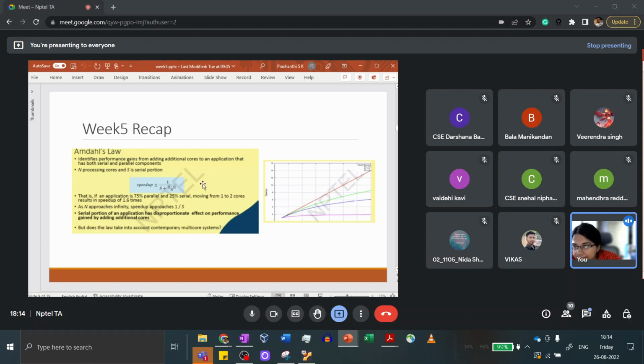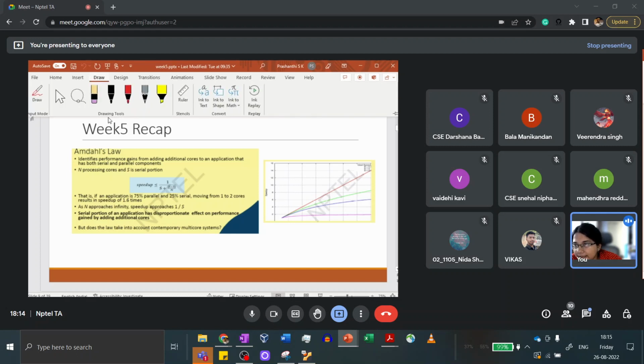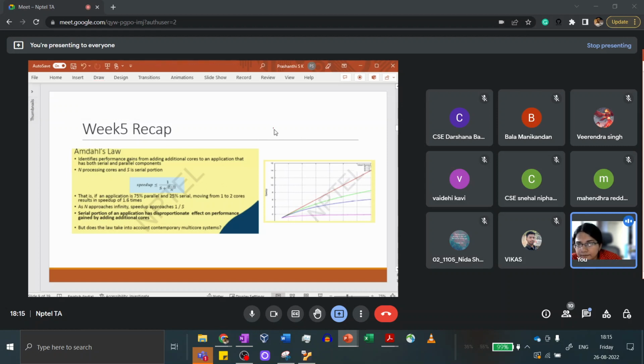Now look at this particular equation. It says something like 1 by S plus (1 minus S) by N, right? Let's look at where these terms come from. So for every application, you have some parts that are serial, which is denoted by S, right? Let's think of an application like this. We have some parts that are sequential or serial, which is denoted by S, and the rest is denoted by 1 minus S, which is the parallel part of the program, right? Now, when you parallelize, so in the sequential fashion, when you run this, let's say that it takes one unit of time to run it.